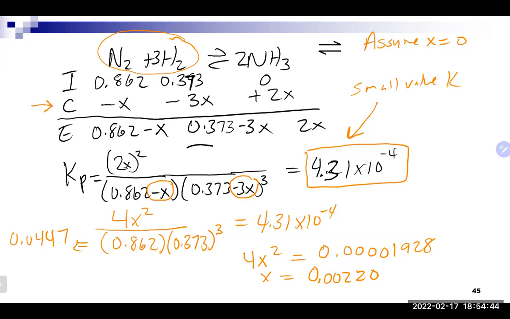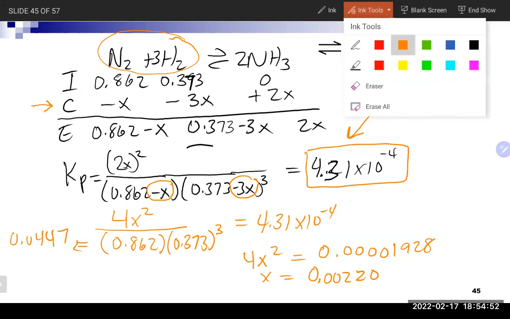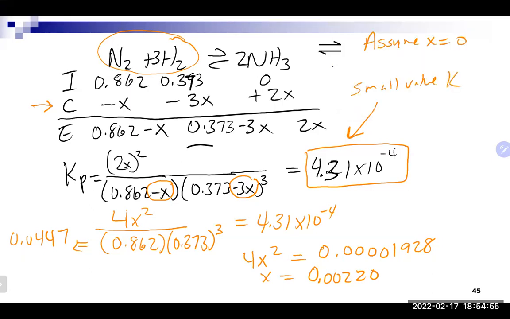Now, there is a rule that if you do this assumption, you do have to check your assumption to make sure it's okay. There are a couple different ways to check your assumption, but in our class, we will use what is commonly referred to as the 5% rule. The 5% rule means that you take the x value you just got, which was 0.00220, and you divide it by the number you're going to subtract it from. So we would divide it by 0.862 times it by 100.